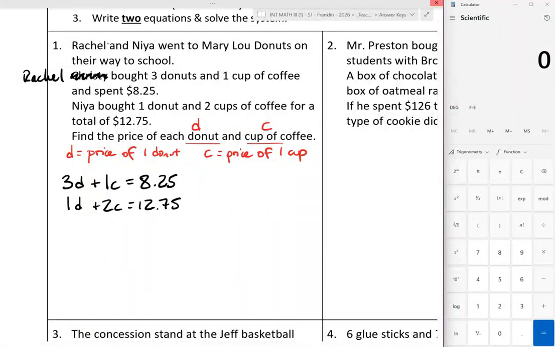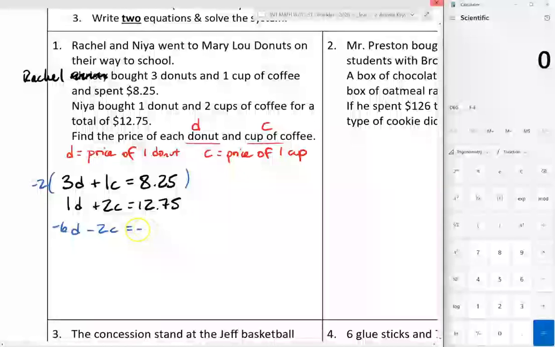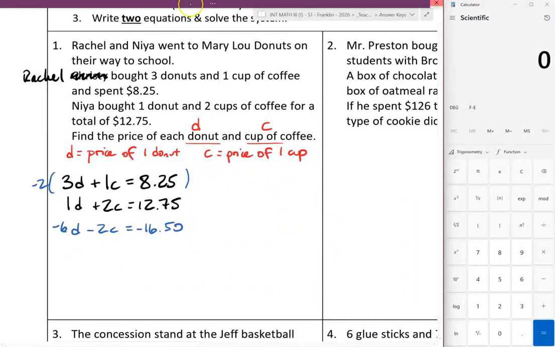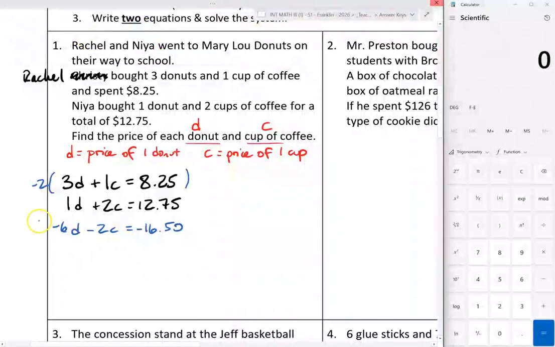So now we have to solve this using any method that we like. I would recommend elimination typically. So to do that, I'm going to multiply this top equation by -2. That'll give me -6D minus 2C equals -16.50. And then, of course, to solve this, we're going to add these equations together. The C's cancel out, so I'm left with -5D equals.